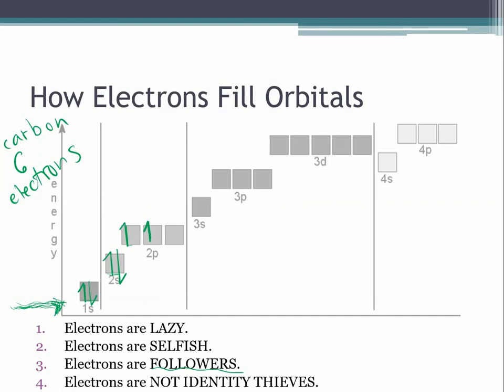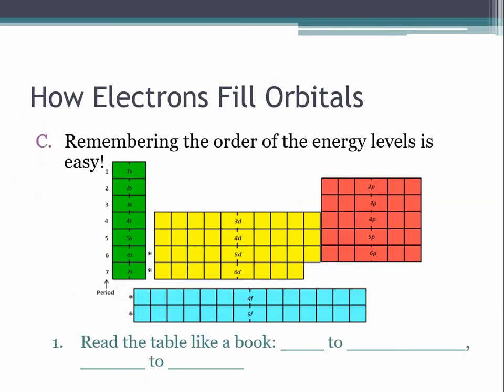Let's talk about your orbitals. Let's talk about the order the energy goes in, because you are going to have to know the order your orbitals fill up. You're going to have to be able to write that in order. But remembering the order is easy. You can just read your periodic table like a book, top to bottom, left to right.